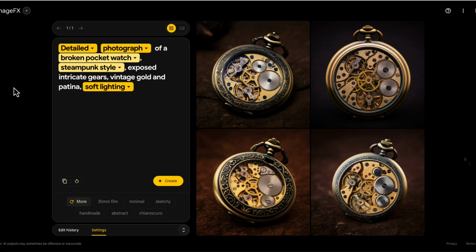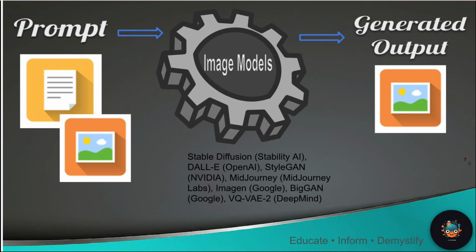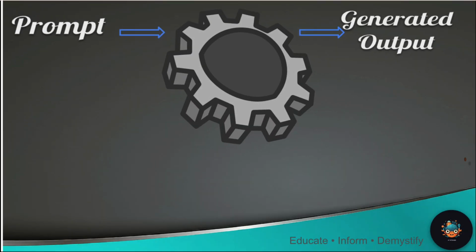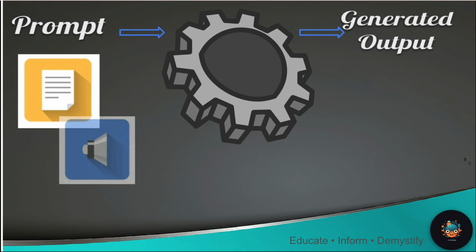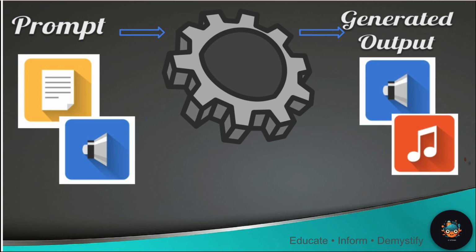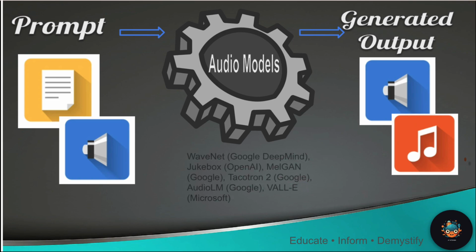Let's move on to another class of models now, which would be the auditory model. If you provide your generative model with text or audio as an input and perform tasks which generate audio or songs or music as an output, they are known as audio models. Some of the common models in this space are WaveNet, Jukebox, Tacotron 2, AudioLM, VALL-E, etc.